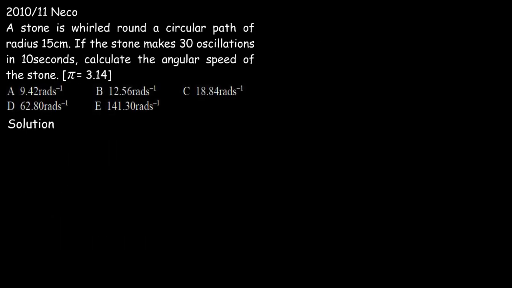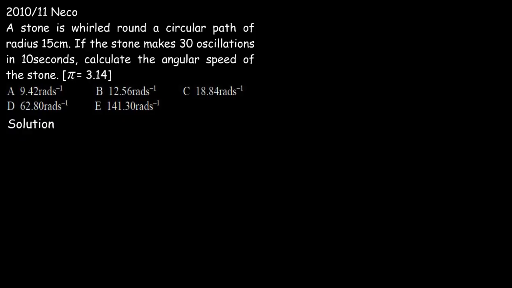We have our very first example from NECO 2010, and it states that a stone is whirled around a circular path of radius 15 cm. If the stone makes 30 oscillations in 10 seconds, calculate the angular speed of the stone, taking pi to be equal to 3.14. And we're given the options.